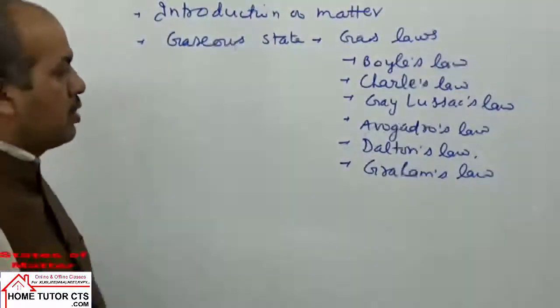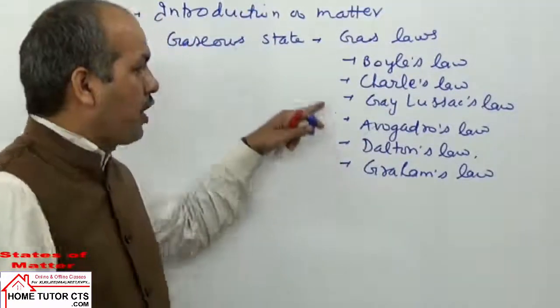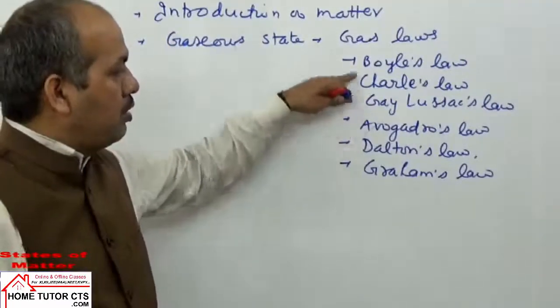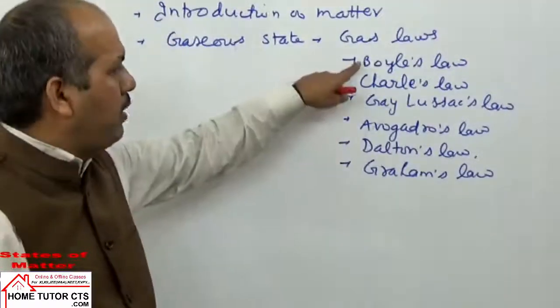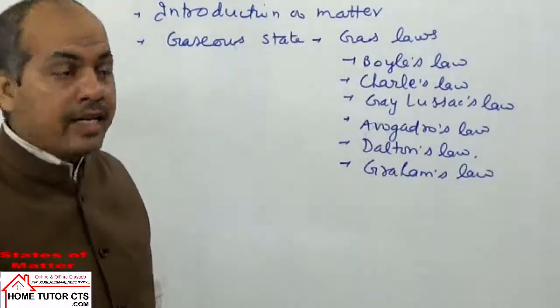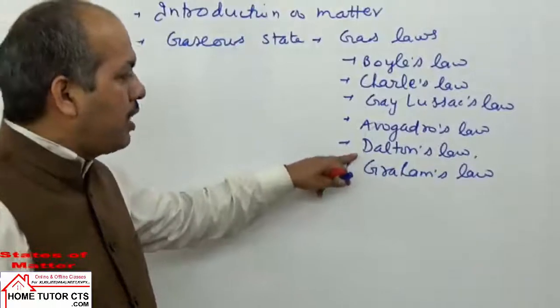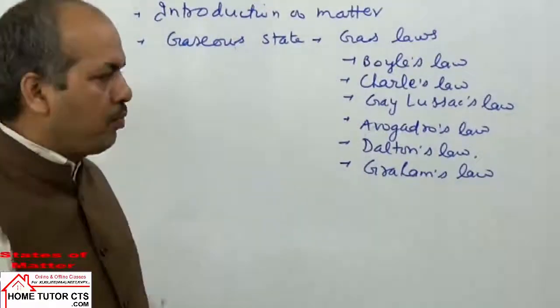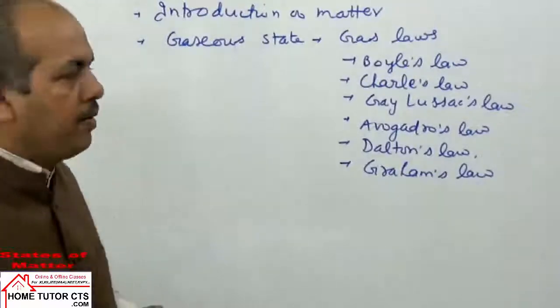They are the basic laws, and then using the different laws you can take the combined gas law or the ideal gas equation. Using these four, or in fact three only: Boyle's law, Charles law, Avogadro's law, we can get the expression called the ideal gas equation. Then Dalton's law, Graham's law. In entrance exams we may get questions from any of the laws or combinations of laws as well.